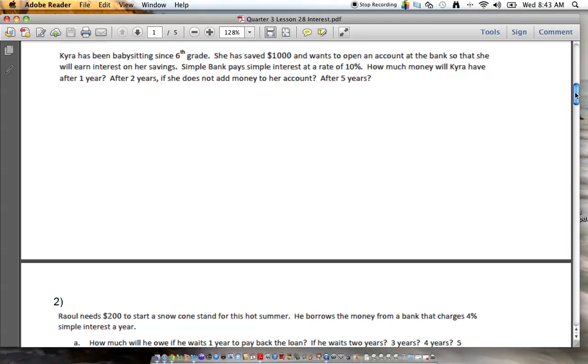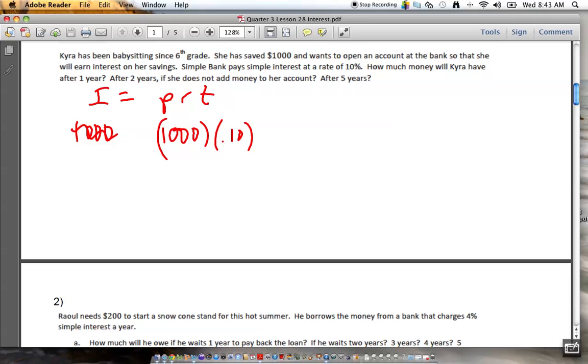Kira's been babysitting since 6th grade. She saved $1,000, wants to open an account at the bank so that she will earn interest on her savings. Simple Bank pays simple interest at a rate of 10%. How much money will Kira have after 1 year, 2 years, etc.? Okay, so here's the formula. The interest is the principal times the rate times the time. So she takes $1,000 and puts it in the bank. What's her interest rate? 10%. By the way, I want you to understand that that is not reality. Right now, interest rates are about 1%. So I have to express the interest rate as a decimal, which is 0.10.